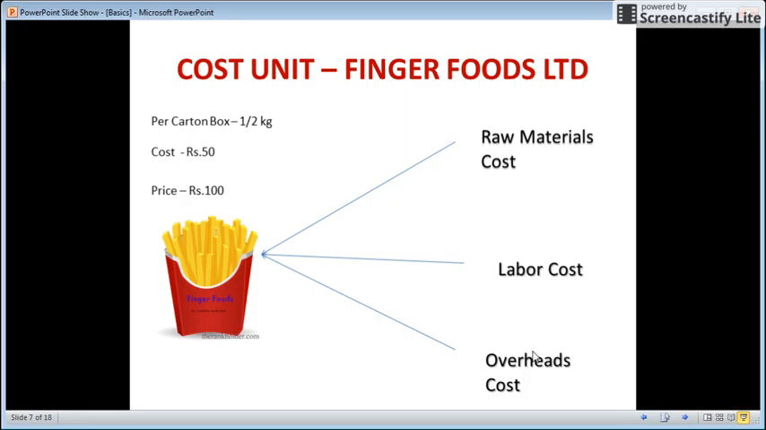The definition of cost unit goes like this: cost unit is a cost object where you accumulate cost under a meaningful category. Here in our example, Fingerfoods may also try to measure cost incurred per carton box of French fries. A carton box contains 500 grams of French fries. The company accumulates raw material cost, labor cost, and overhead cost incurred to produce 500 grams of French fries in one box, which will be called the cost unit. A cost unit may differ from company to company and from product to product.